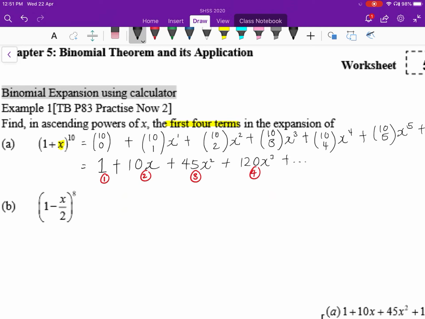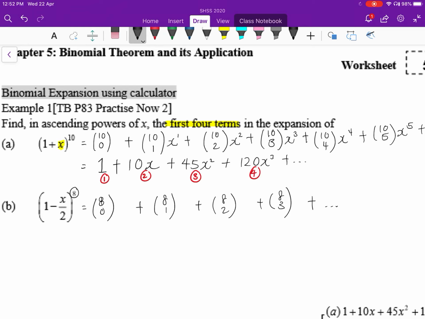(1 - x/2) to the power of 8. Same, this is power 8. I want the first 4 terms. I write down the binomial coefficients first. That is 8C0. We always start with 0. Then we go into 8C1, 8C2, 8C3. I only want the first 4 terms.